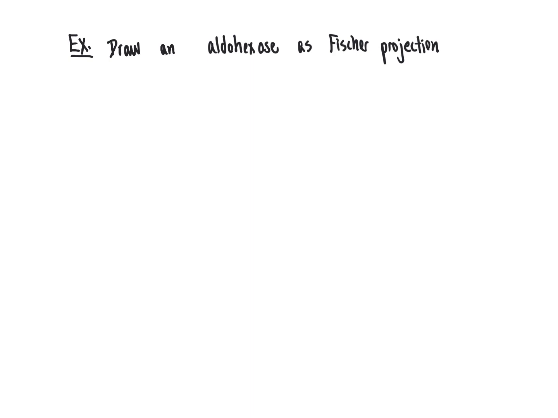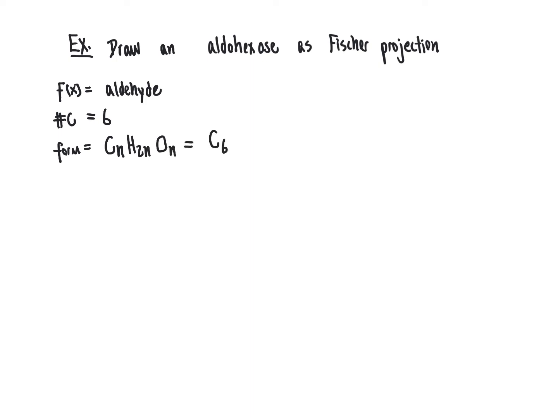So here, we're going to follow the same 3 criteria that we did before, focusing on the functional group. The functional group here is going to be an aldehyde because it has the prefix aldo. The number of carbon atoms is going to be 6, and the formula we want to make sure fills the criteria CnH2nOn, and so we can solve that if we have 6 carbon atoms, as has to be the case with a hexose, that there would be 12 hydrogens and 6 oxygens.